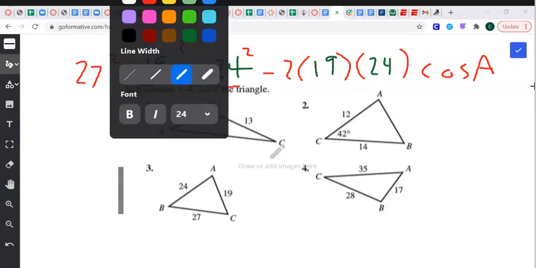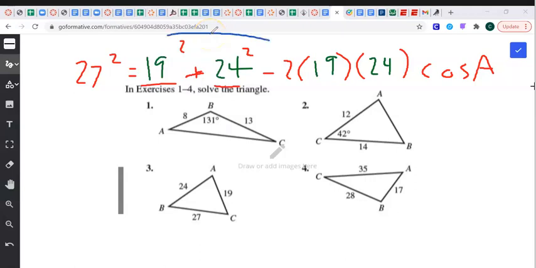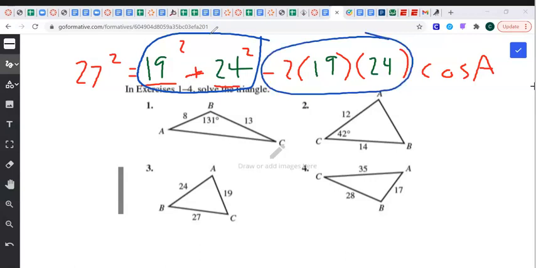What you're creating are 2 chunks of information. We got this chunk of information and we got this chunk of information. Both of those chunks need to be moved to the other side of the equation. How does the first chunk need to move? What operation? Subtraction. It's correct. So we're going to subtract that chunk to the other side. This one over here is being multiplied times cosine A. So to get it to move to the other side, we have to use division.